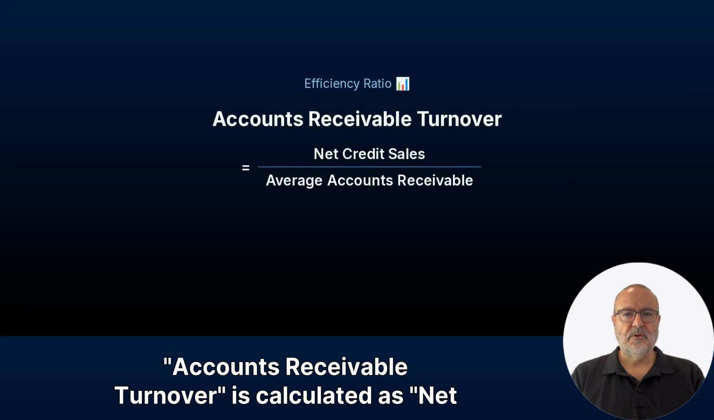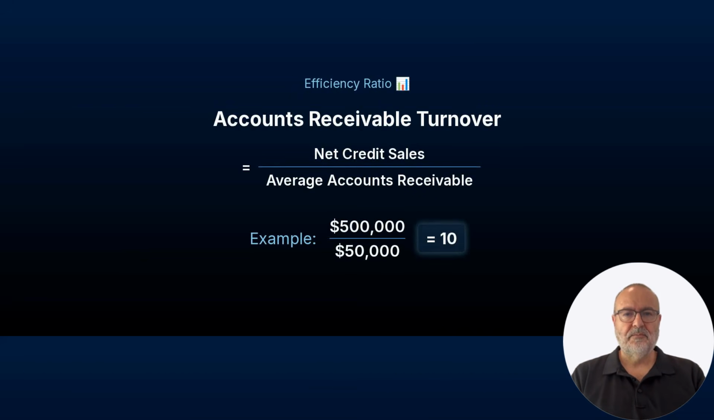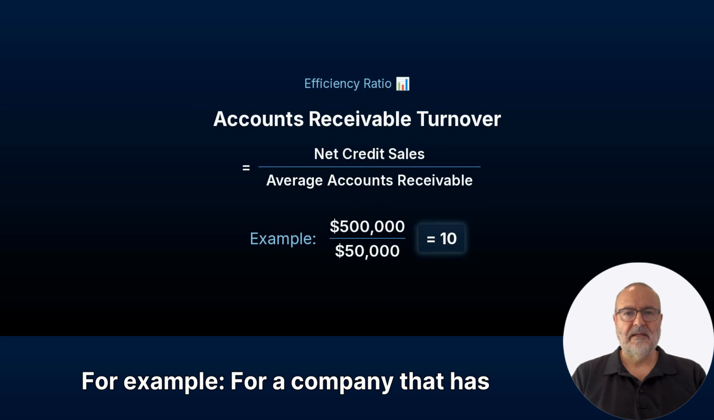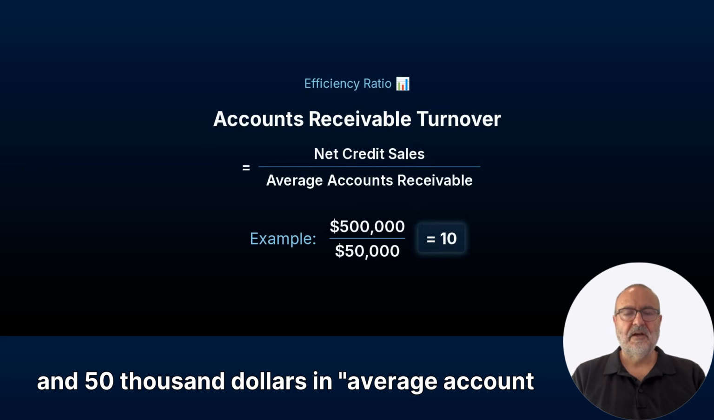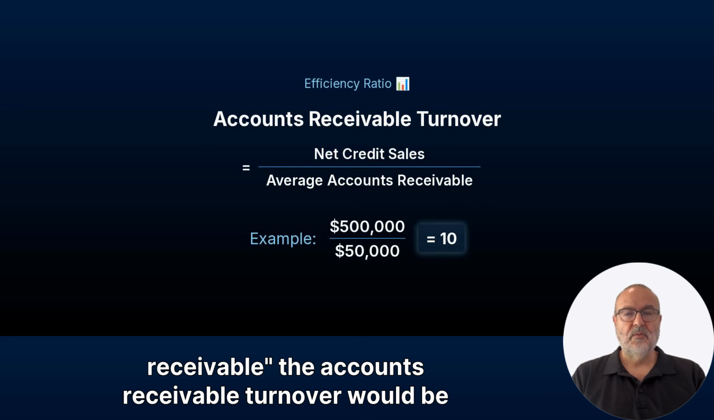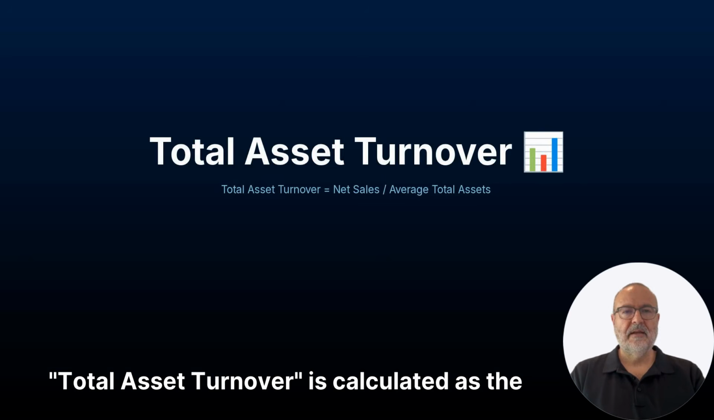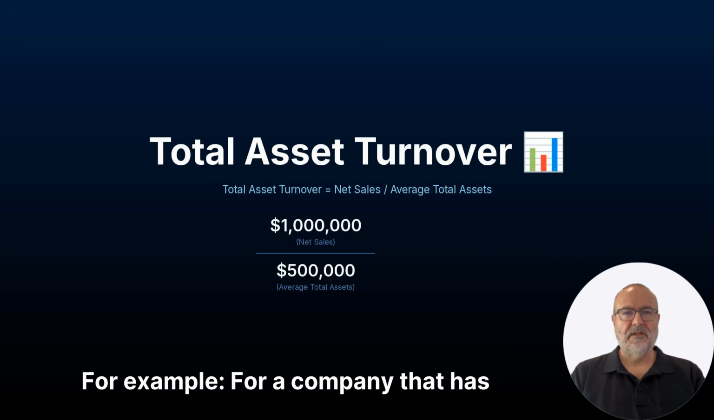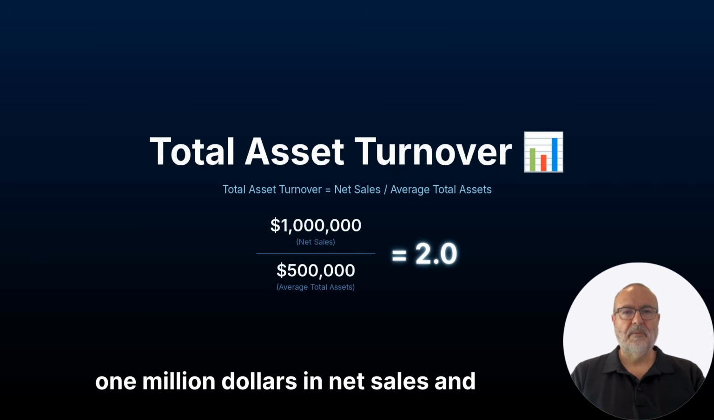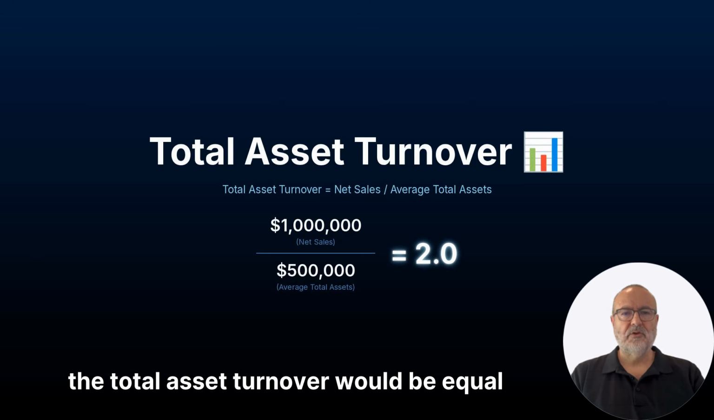Accounts receivable turnover is calculated as net credit sales divided by the average accounts receivable. For example, for a company that has $500,000 in net credit sales and $50,000 in average accounts receivable, the accounts receivable turnover would be equal to 10. Total asset turnover is calculated as the net sales divided by the average total assets. For example, for a company that has $1 million in net sales and $500,000 in average total assets, the total asset turnover would be equal to 2.